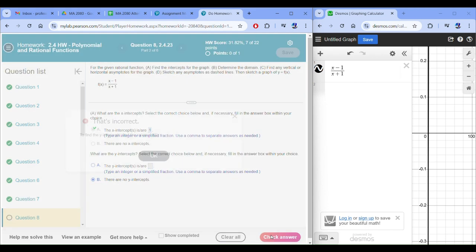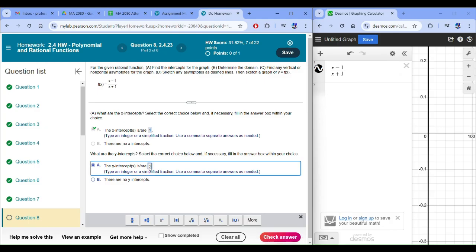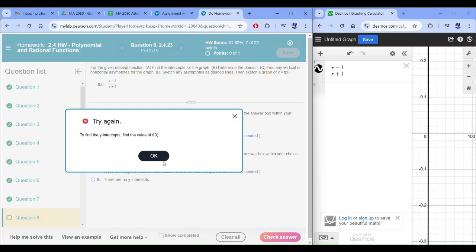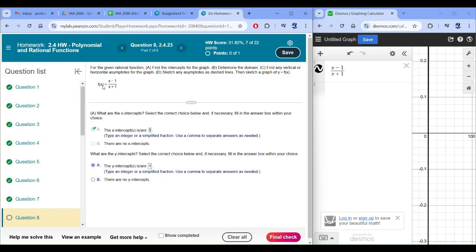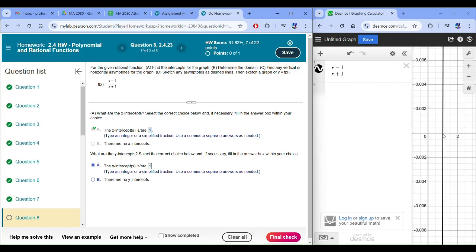There are no y-intercepts. Set this equal to 0. You cross multiply. That becomes x minus 1. X is equal to 1. Type an integer or a solution. x equals 1.